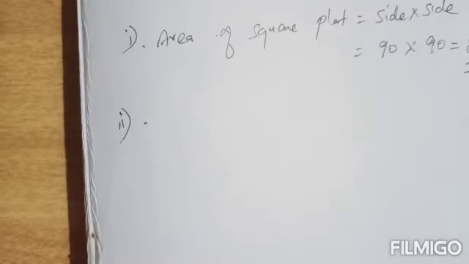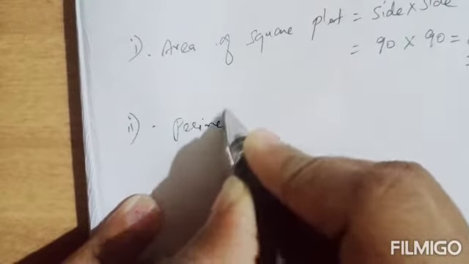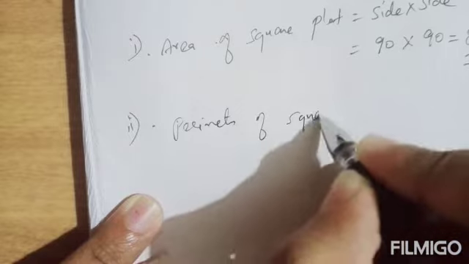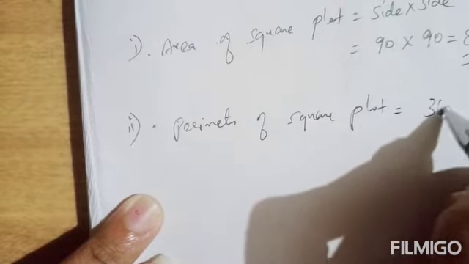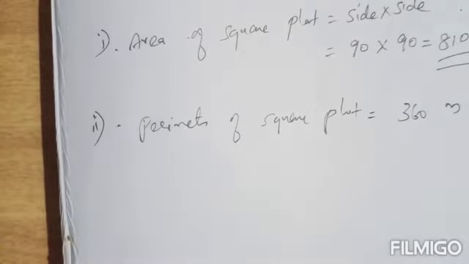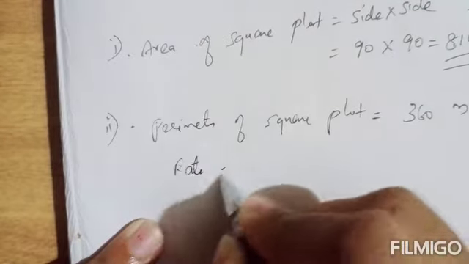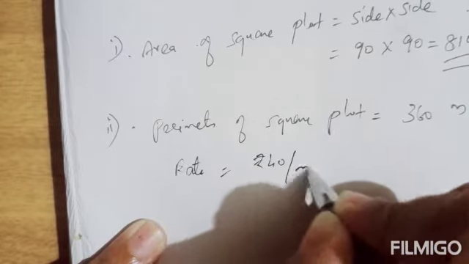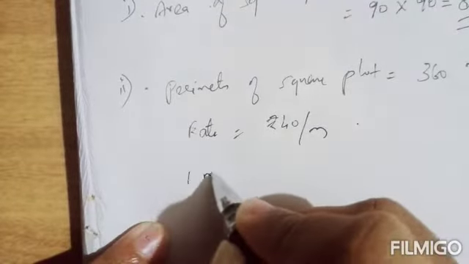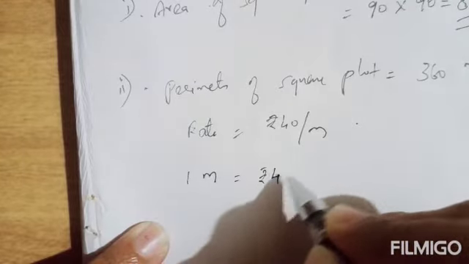In the second question, the cost of fencing its boundary at the rate of rupees 40 per meter. So you have to find the cost of fencing its boundary. In order to find the cost of fencing its boundary, we need the perimeter. The perimeter of the square plot is already given in the question, it is 360 meter. Now the rate of fencing is given as rupees 40 per meter. That means for fencing 1 meter, the cost is rupees 40.